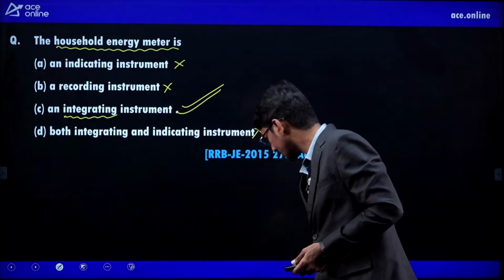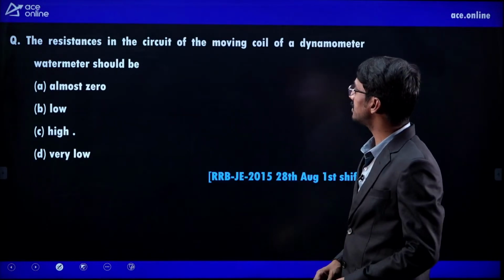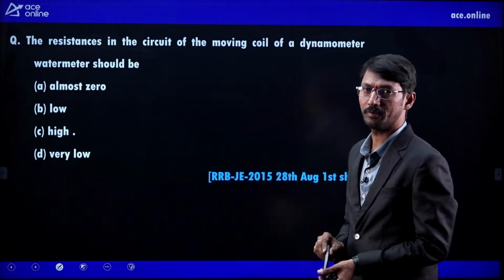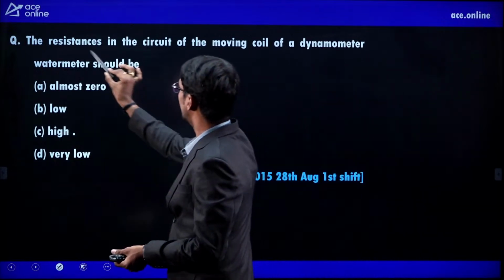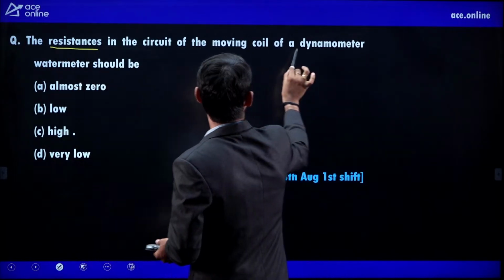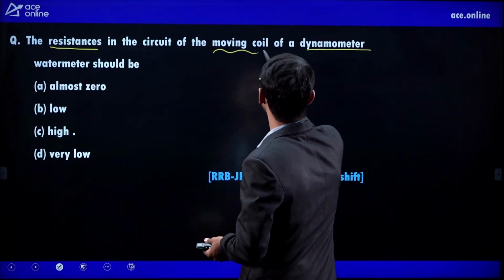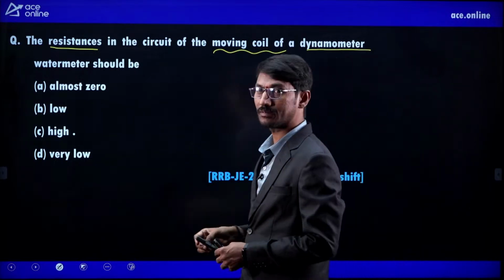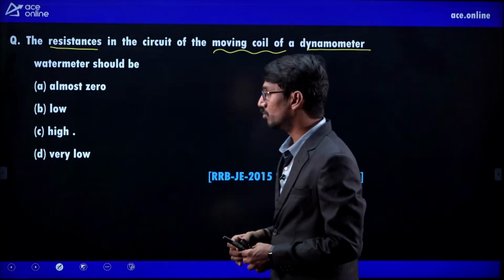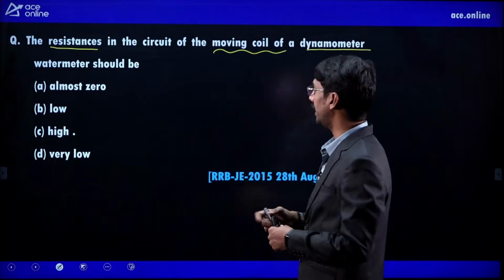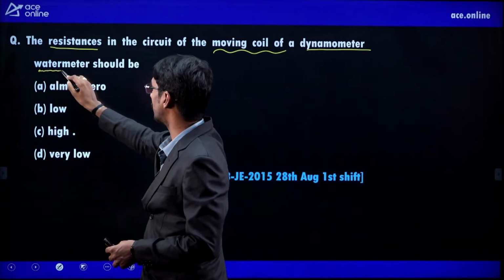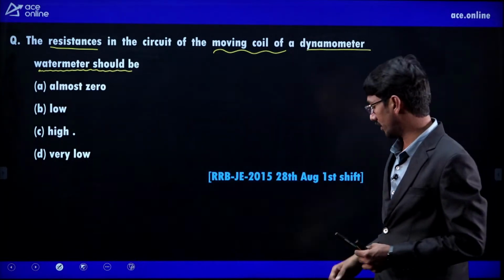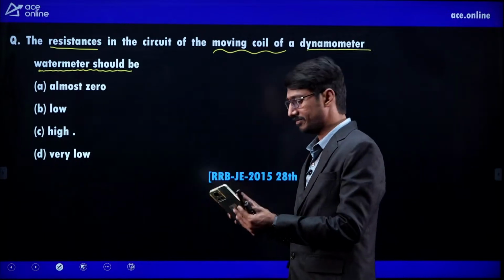Okay. Next. The resistance in the circuit of the moving coil of a dynamometer wattmeter should be. Now tell me, the resistance in the dynamometer, which one? Moving coil. Now tell me, take 30 seconds of time and tell me which is the correct answer. Moving coil resistance is a dash in dynamometer wattmeter. Anyone tell me?